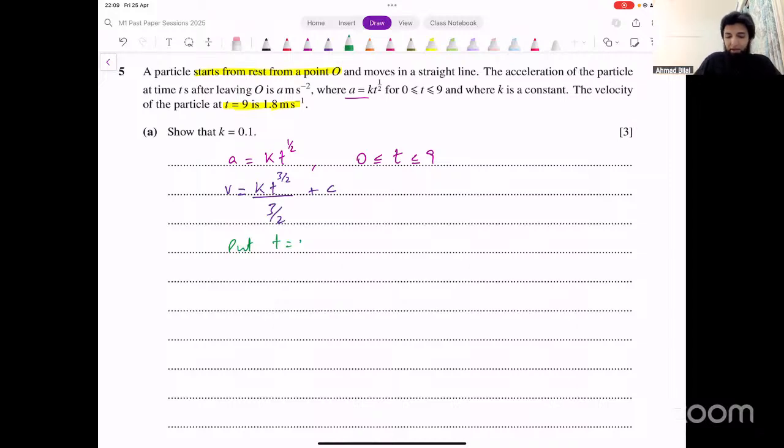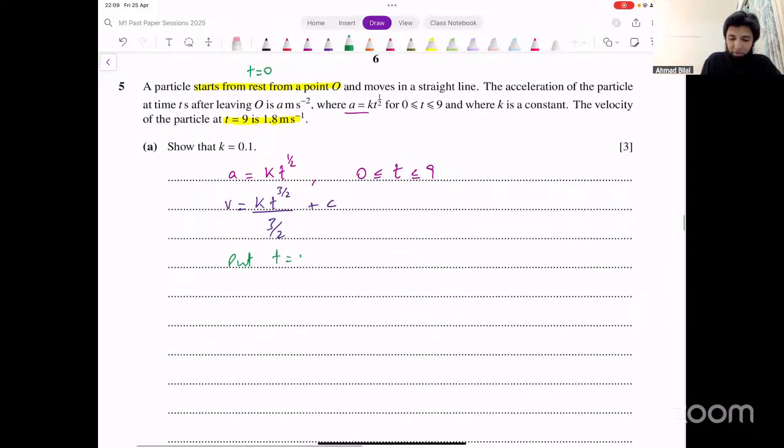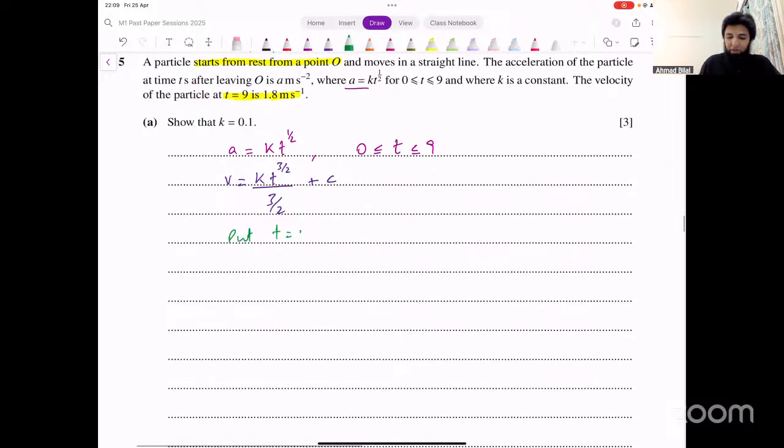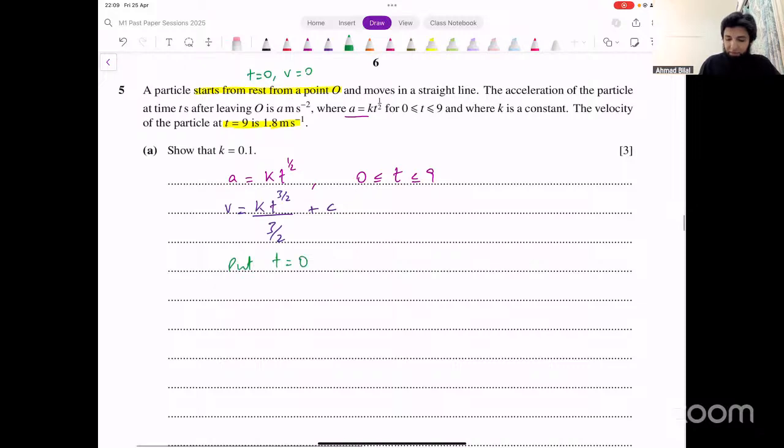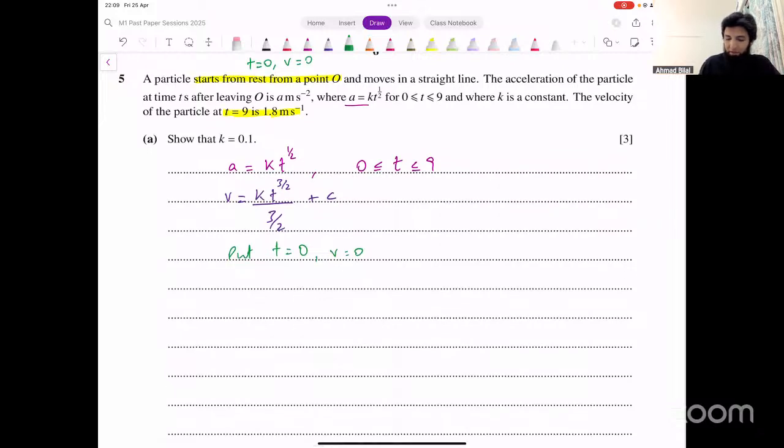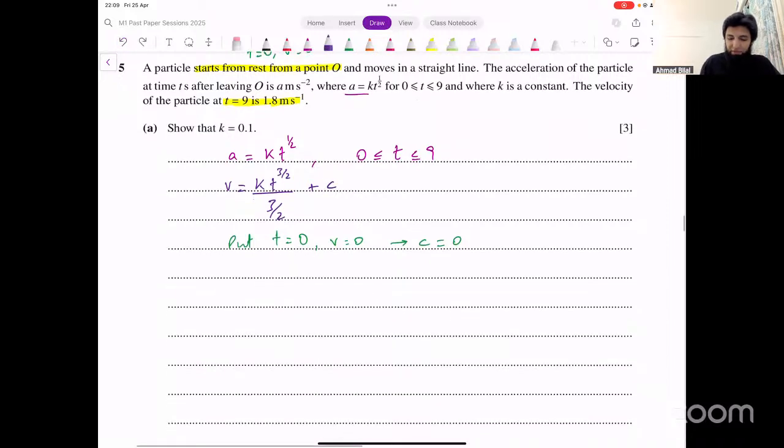Another point is when time is 0, at that point the velocity is 0, because it starts from rest. That means when time is 0, velocity is 0, and when time is 9, velocity is 1.8. Let's start with that first of all. When time is 0, let's input v equal to 0. What do we get from that? That's going to give us c equal to 0. So c gets eliminated because the value of c turns out to be 0.